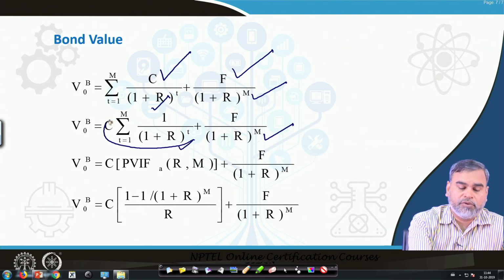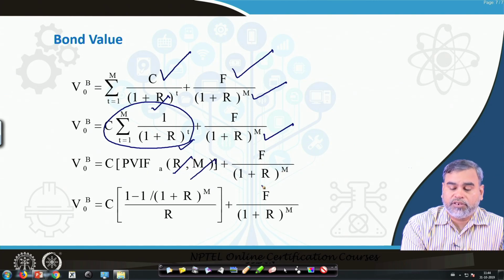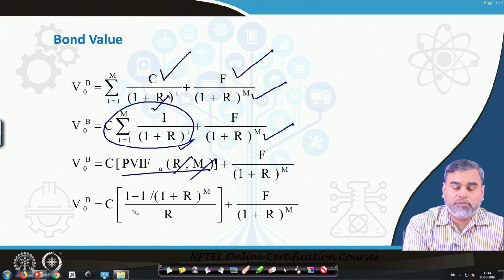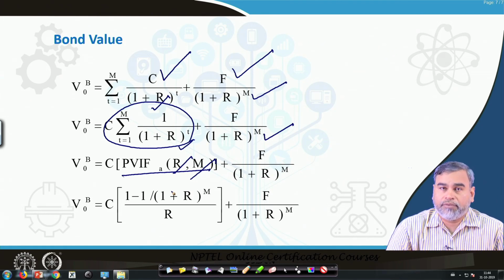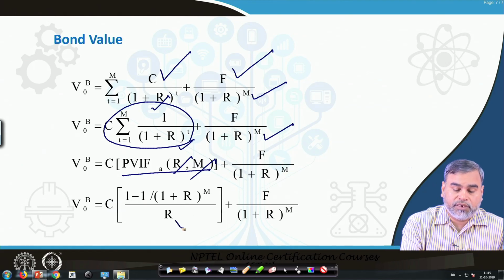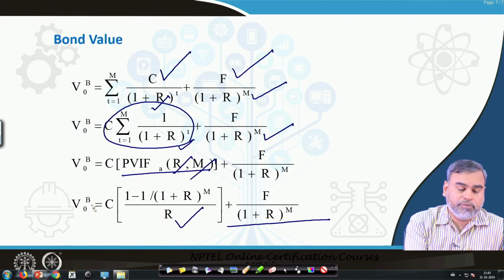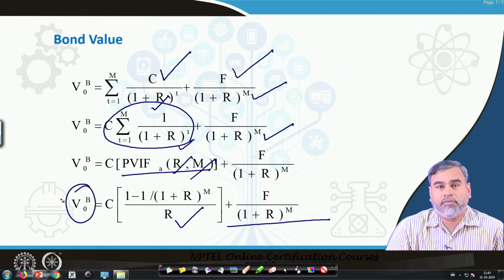So, this part is nothing but C into the present value interest factor for r and m, where r is the discount rate and m is the maturity, plus F by (1 plus r) to the power m. This one is nothing but (1 minus 1 by (1 plus r) to the power m) divided by r. The r represents the discount rate. Using the geometric progression, we get this. Finally, we get F by (1 plus r) to the power m, and combining these two components we get the value of this bond.